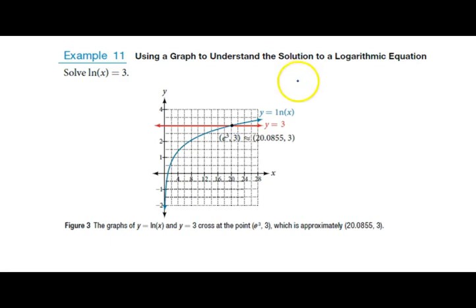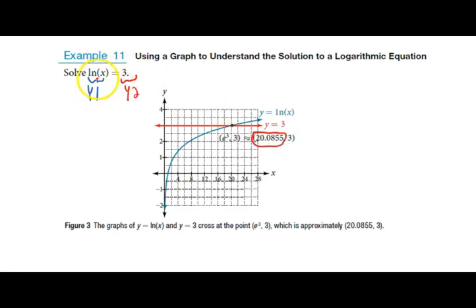Okay, so for this example, I just want to go over graphically solving one more time. This is a log example. If you were going to get this graph over here the way they did, they put the natural log graph in y1, and then they put y equals 3 in y2. So they just typed a 3 in y2. And it would give you this graph. And where they cross, 20.08553, this would be the solution to this equation.